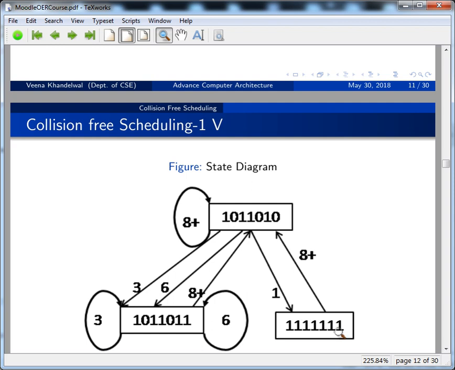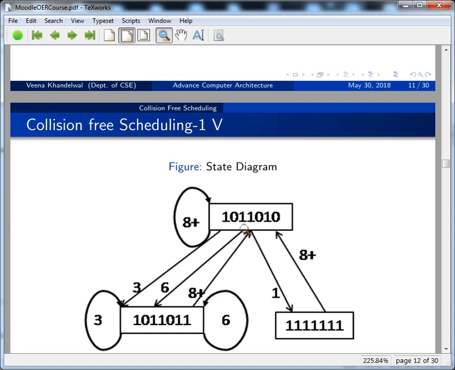Now from this state, if we perform right shift by 8 or more locations, we once again reach the initial collision vector. From here also, when we perform right shift by 8 or more locations, we once again reach the initial collision vector. And from this state also, when we perform right shift by 8 or more locations, we reach the same state, that is the initial collision vector.